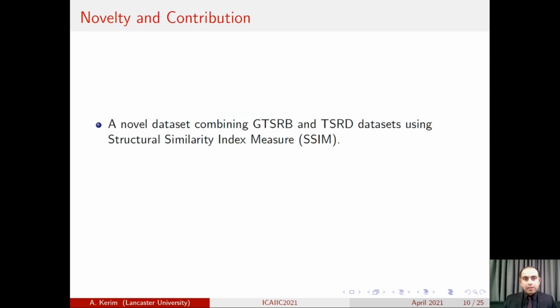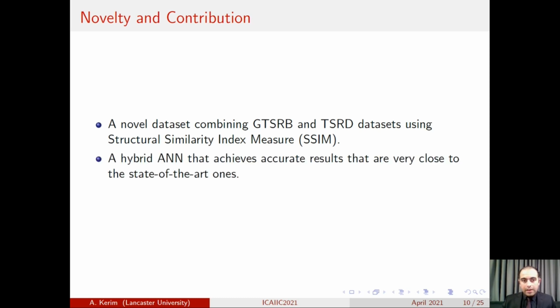Our novelty and contribution can be summarized in the following two points. First of all, a novel dataset combining two famous benchmarks using the structural similarity index measure. And the second thing, a hybrid artificial neural network that achieves accurate results that are very close to the state-of-the-art ones.